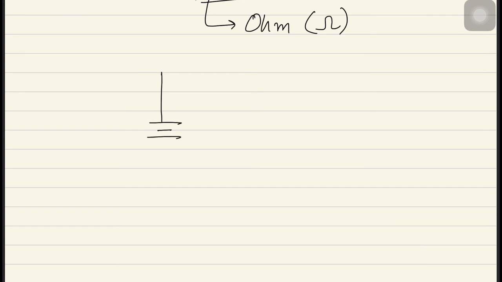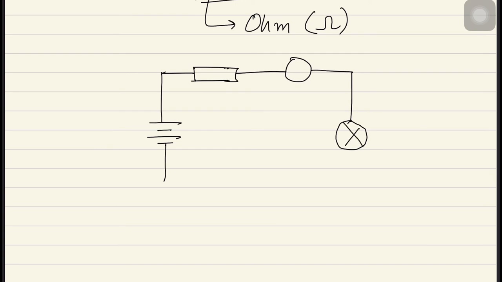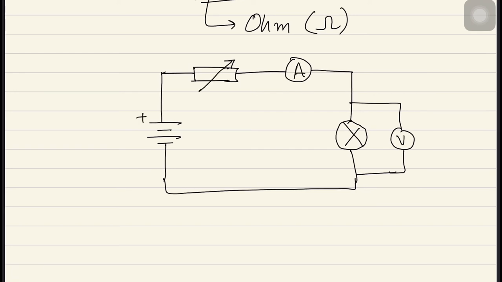This is the battery, and I will put a variable resistor. I'll let you know what it will do. Then I'll put an ammeter and the voltmeter, the light bulb, and this will be connected with the negative terminal of the battery, and across it I will attach a voltmeter like that. That's the ammeter, this is the voltmeter, and this is the variable resistor. This is the positive terminal of the battery, that's the negative terminal of the battery.